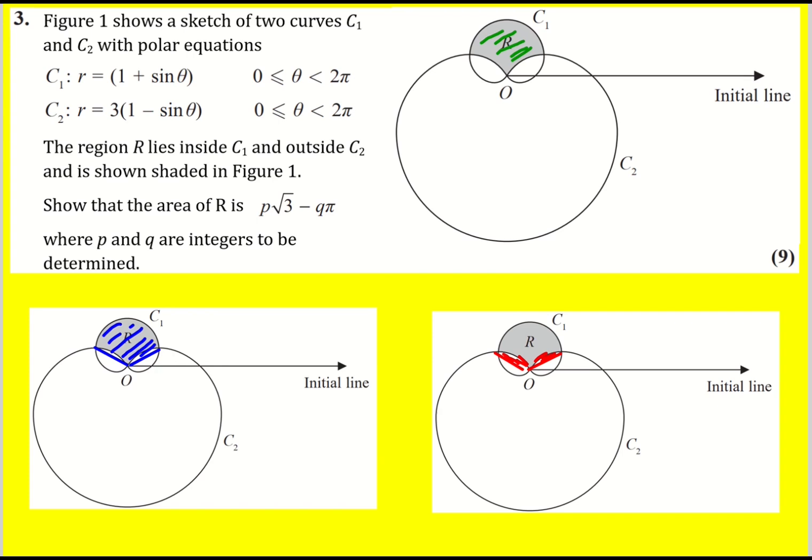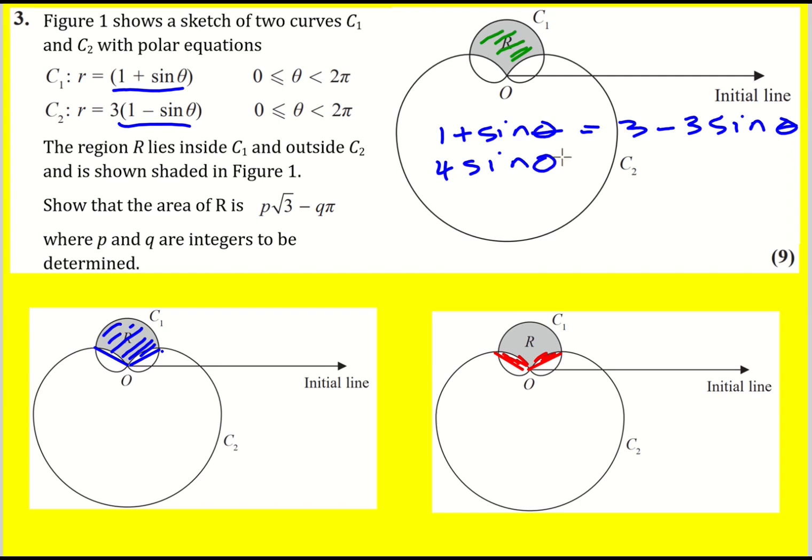So we need to set the curves equal to one another. When do they have the same radius? It's going to be when 1 plus sine theta is equal to 3 minus 3 sine theta. Just set them equal and expanded that second bracket. That means 4 sine theta is going to equal 2, and sine theta is going to equal a half. Let's do inverse sine. We get pi over 6, or pi minus pi over 6, 5 pi over 6. So that little angle there is pi over 6. That's going to be my first limit for my integration.